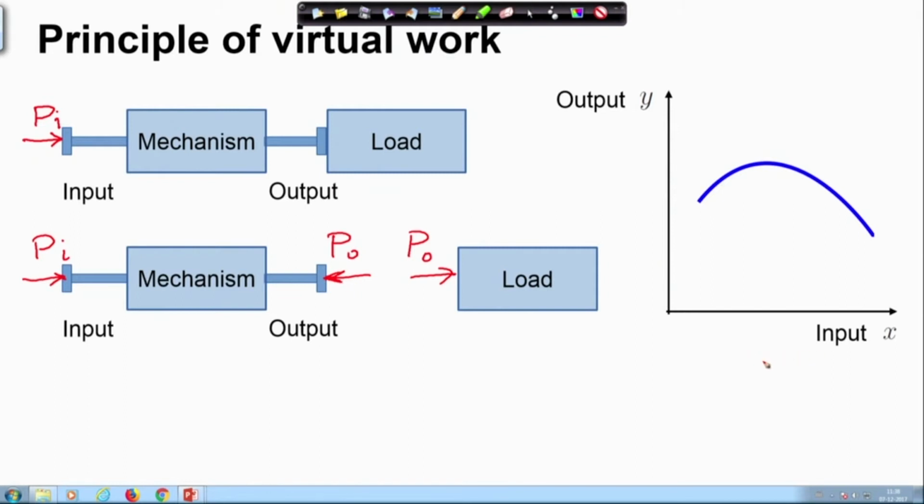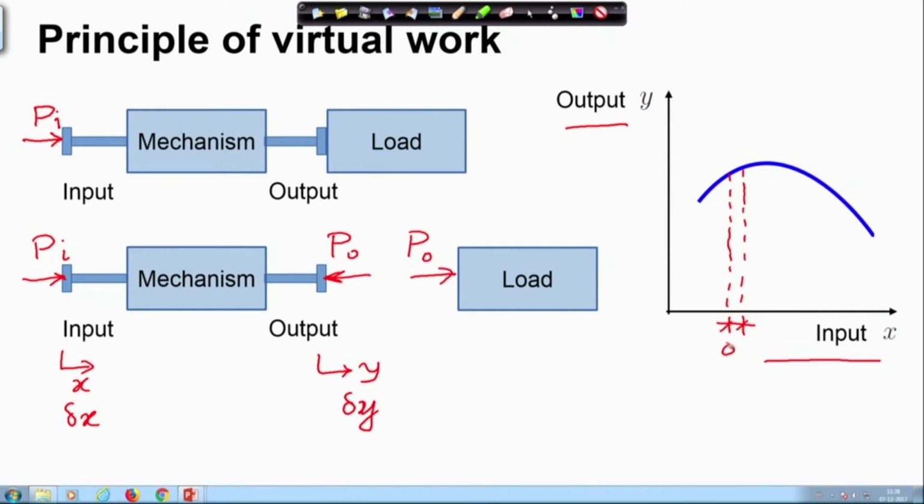Now, I know the input output relation of this mechanism, which I have shown schematically in this figure. Let us say input is x and output is y. With the forces fixed, because time is fixed, I have virtual displacements delta x and delta y. So, I have virtual displacement delta x here, and from the displacement relation I should be able to find out delta y corresponding to the input virtual displacement delta x. I can find out the output virtual displacement delta y.